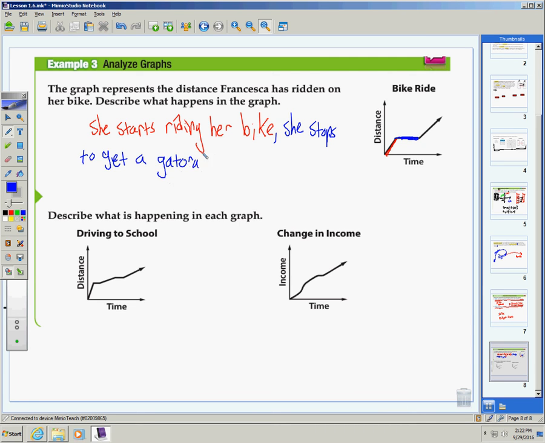But then we notice something else starts happening. Time and distance are both increasing again, so she must be moving. So then I could say, then she continues with her ride.